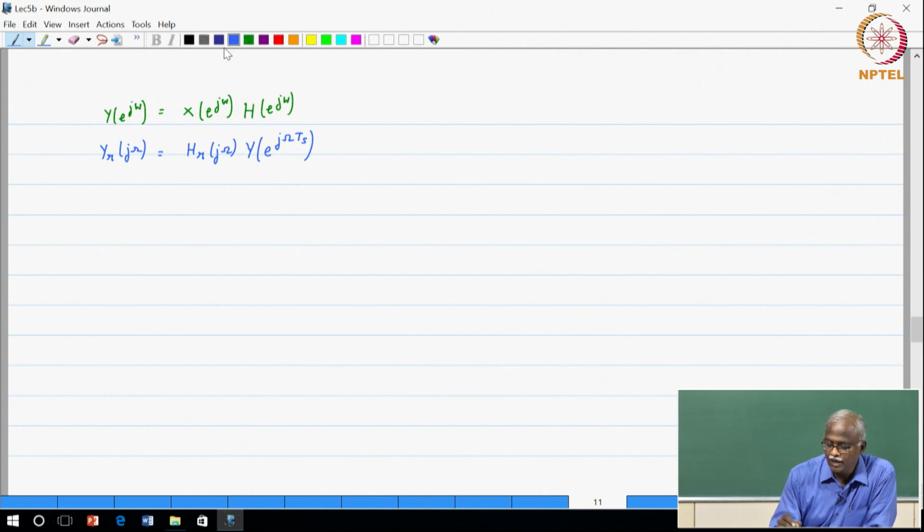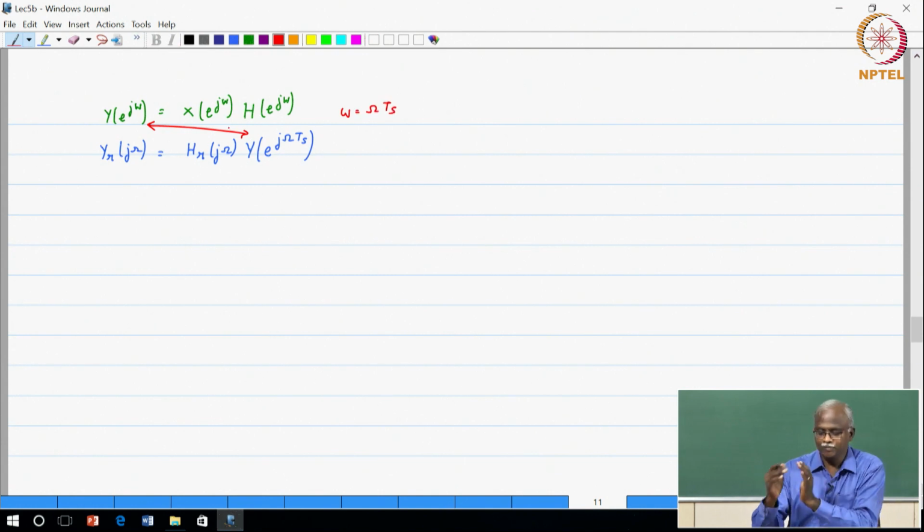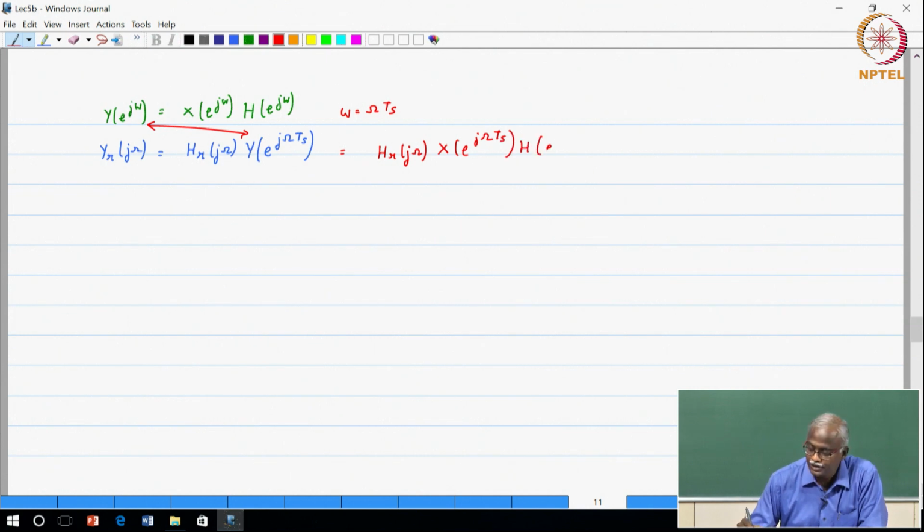From here to here we have gone using the transformation omega equal to omega times Ts. Basically that spectrum has multiple copies. The role of the reconstruction filter is to retain one and remove the rest. Now Ye of j omega can also be written in terms of equation number 1. So this can be written as Hr of j omega Xe of j omega Ts He of j omega Ts.